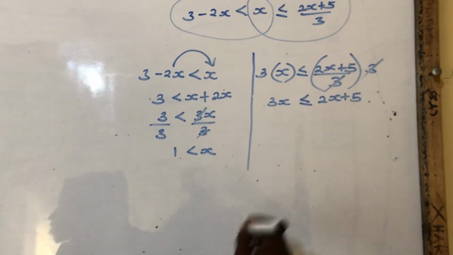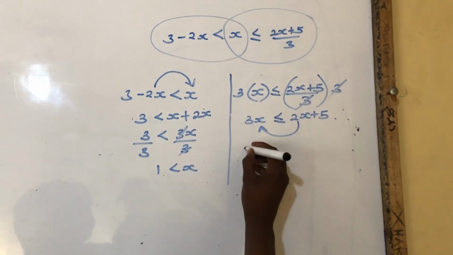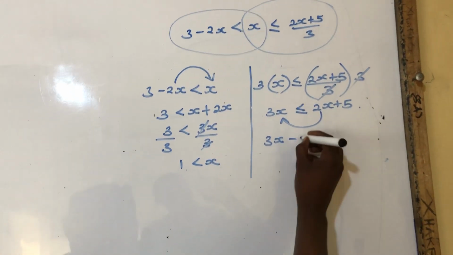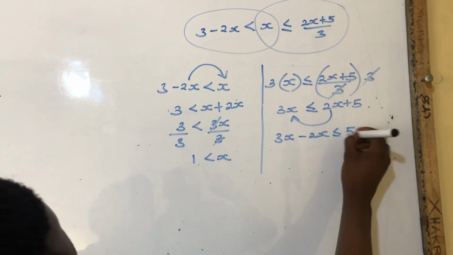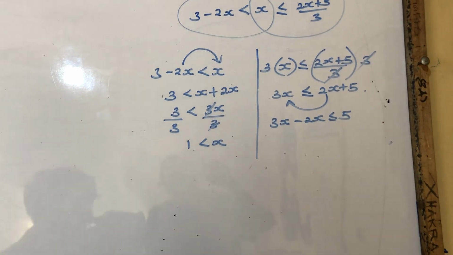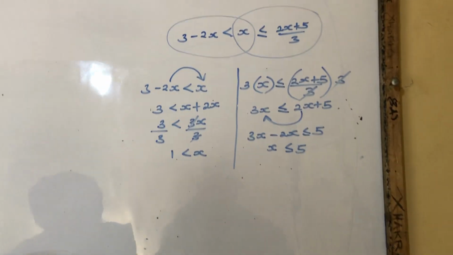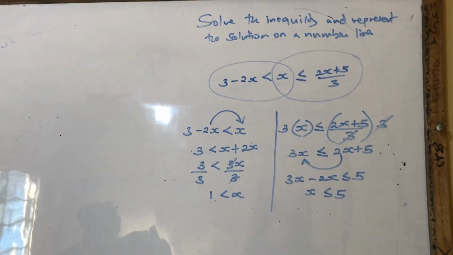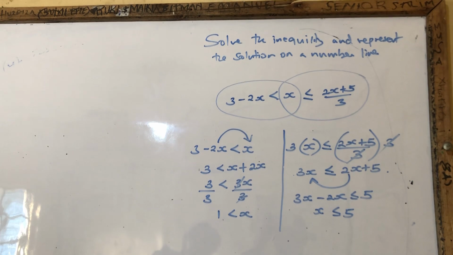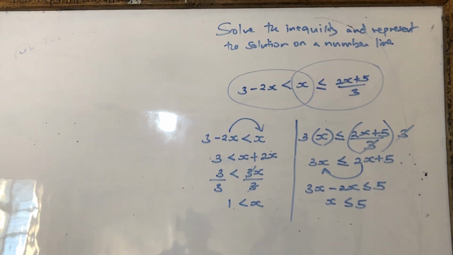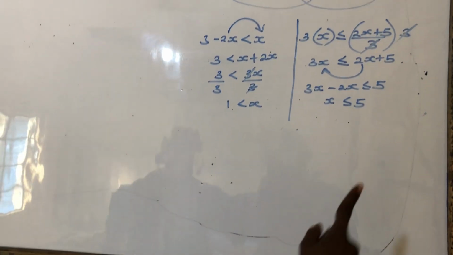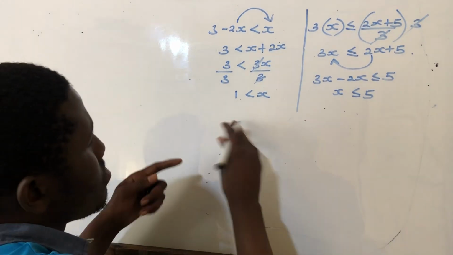The 2x will then cross to this other side, so that we have 3x minus 2x is less than or equal to 5. This will be x is less than or equal to 5. Like we mentioned, whether the question mentions or not, the two answers should always be left as one answer.